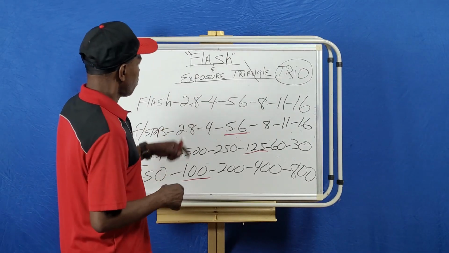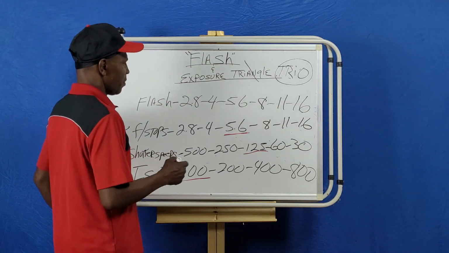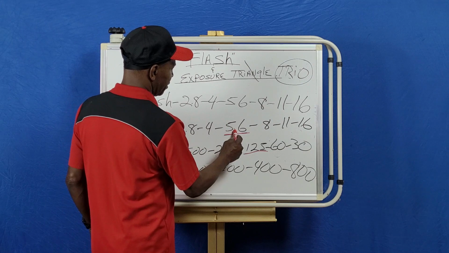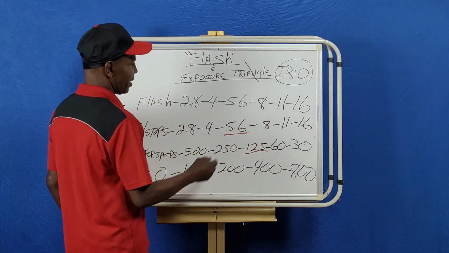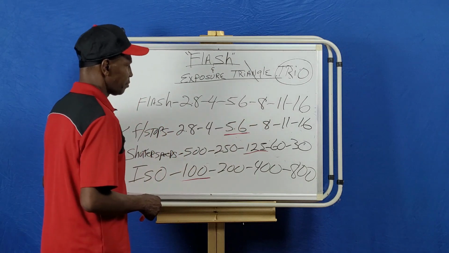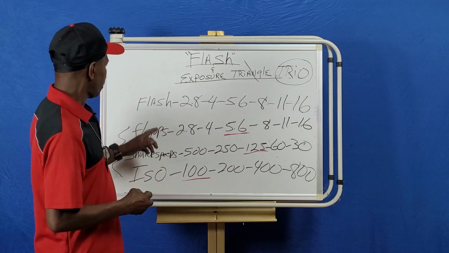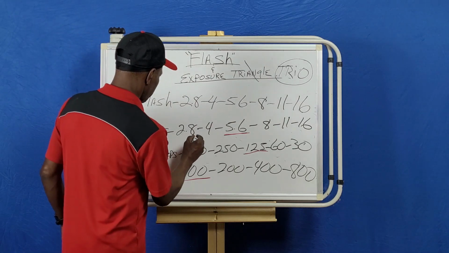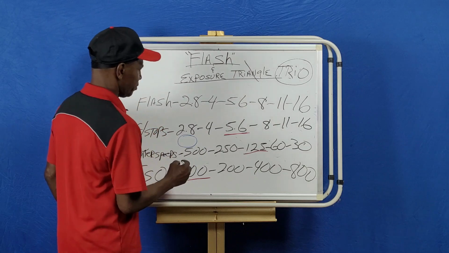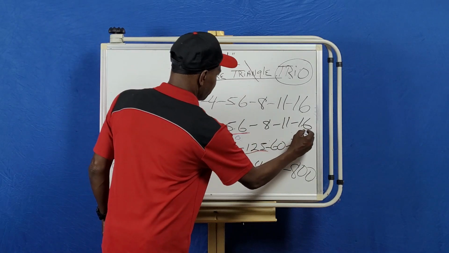But basically, how equivalent exposure works: if I was at 5.6 and I wanted to go to f8, I would be letting in one stop less light. So you can get a better graphic of this. 2.8 is the smaller f number, but it's a larger aperture. And then it gets smaller, and then it gets smaller.